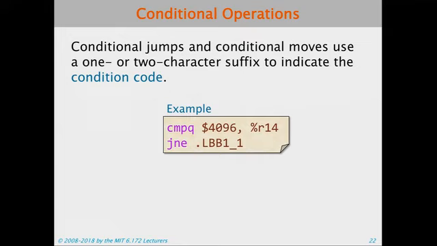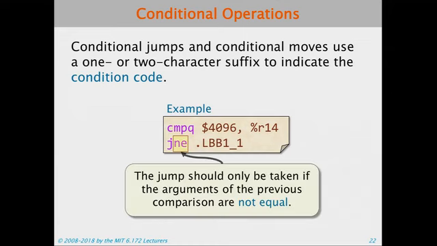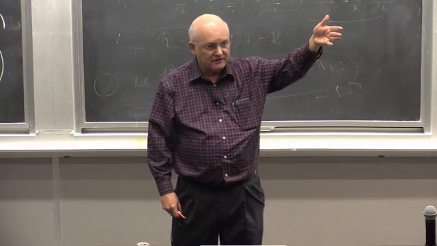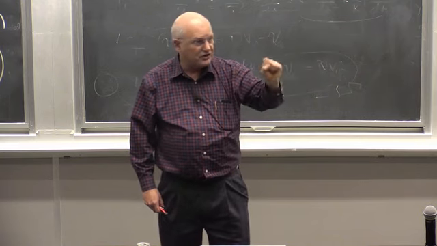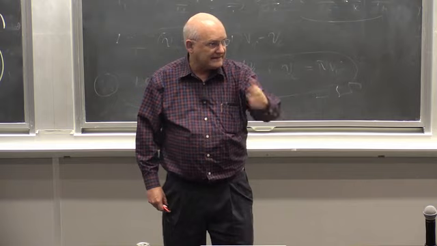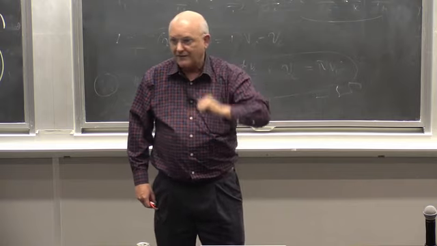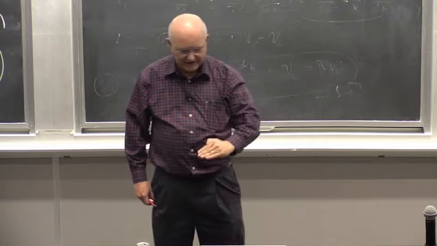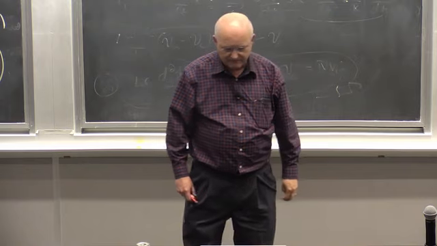Conditional jumps and conditional moves also use suffixes to indicate the condition code. So here, for example, the NE indicates the jump should only be taken if the arguments of the previous comparison are not equal. So NE is not equal. You do a comparison, and that's going to set a flag in the RFLAGS register. Then the jump will look at that flag and decide whether it's going to jump or just continue the sequential execution of the code.